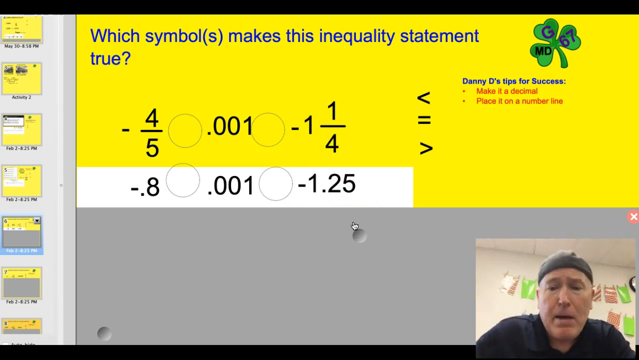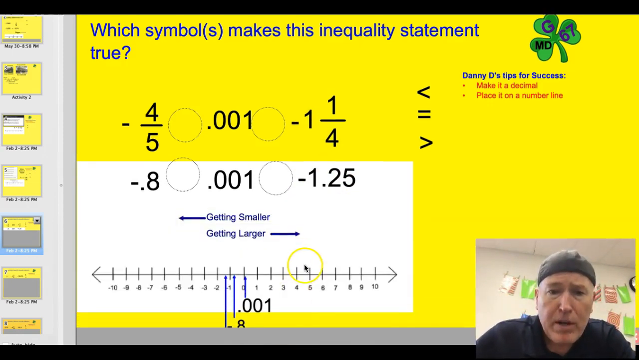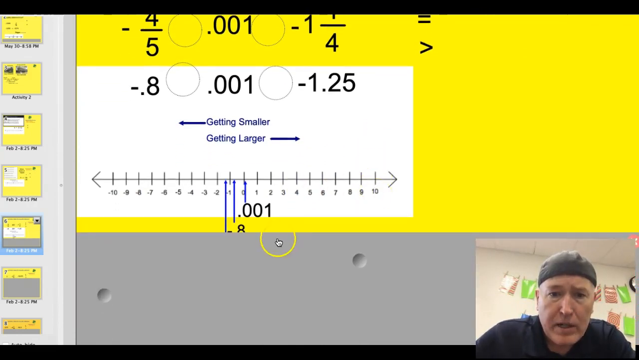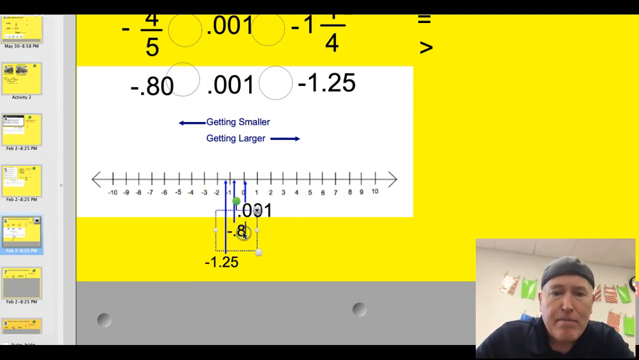So plot them on a number line. It doesn't have to be anything fancy. Here's a number line right down here. I'll just scroll down. So here is negative 1.25. It's like $1.25 that you owe somebody. It's a negative number. It's right here. This is negative 0.8. We could think of it as negative 0.80 if you want to think about money. It's like owing somebody 80 cents, so it's a negative number.